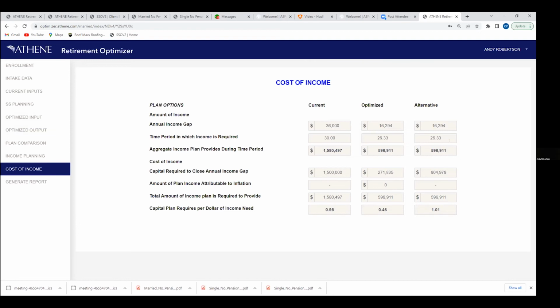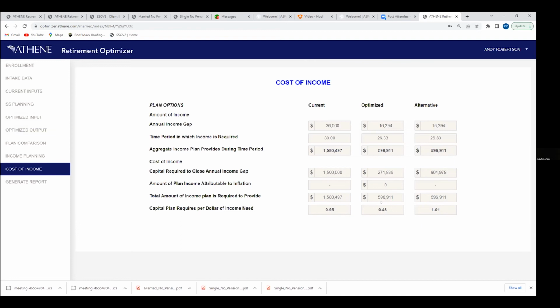But when I break it down and I analyze it from a cost of income perspective the same way, I actually need $1.01. So even though I need less capital in the aggregate, the actual cost of $1 of income is more than $1 of savings. And then on the optimized plan, I deliver it for 46 cents on the dollar. So it's very simple. One plan provides leverage. The other requires you to self-fund.